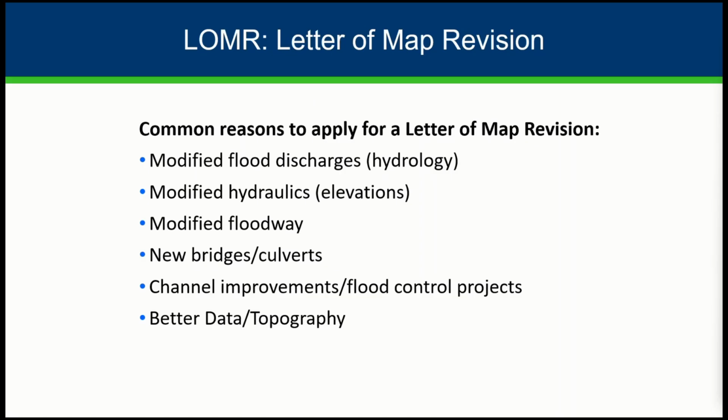An example of this might be there's more up-to-date gauge records or info on the hydrology compared to what is in the effective study. Maybe there's a land use change or something that happened that changed the hydrology in an area. If you have modified hydraulics, so if you change the elevations in any way, you may need to apply for a letter of map revision.